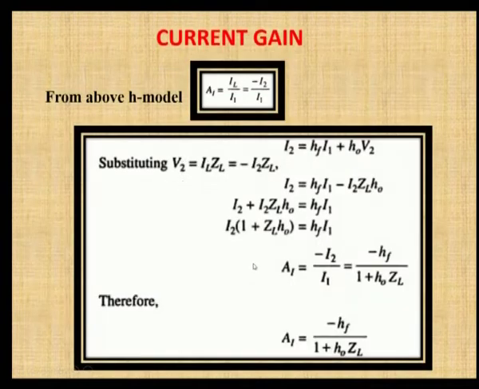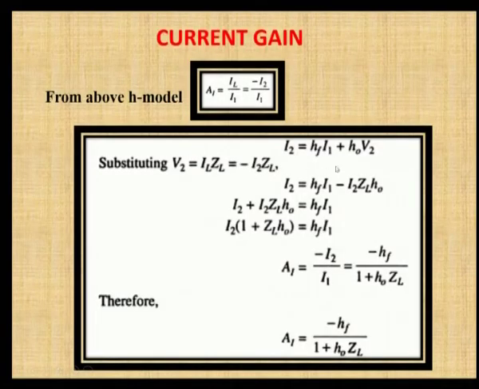And what is V2? V2 is the output voltage, that is, the voltage across the output terminals. The output terminal voltage is written as minus I2 ZL, because IL ZL is the output voltage. If IL is replaced by minus I2, then V2 can be written as minus I2 ZL. This V2 is substituted in the I2 equation, this is taken to the left hand side, and I2 is taken common, and AI, which is minus I2 by I1, is equal to minus HF by 1 plus H naught ZL.